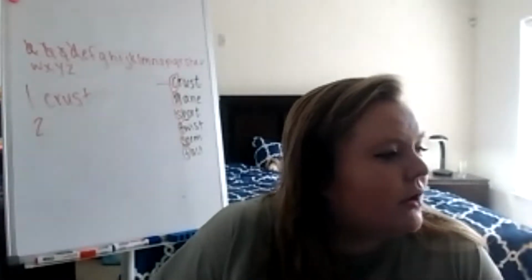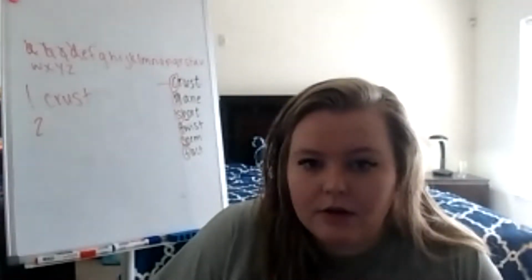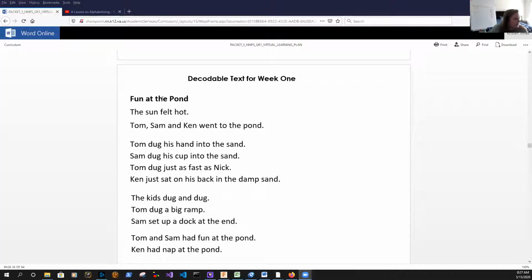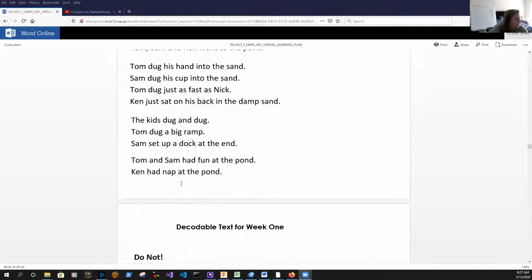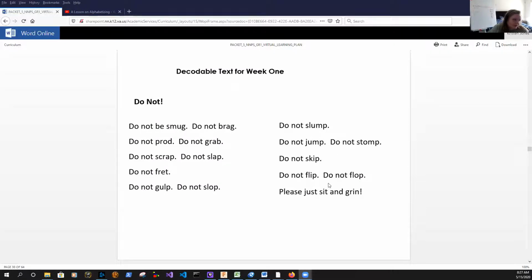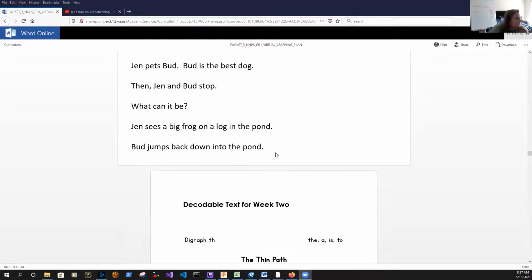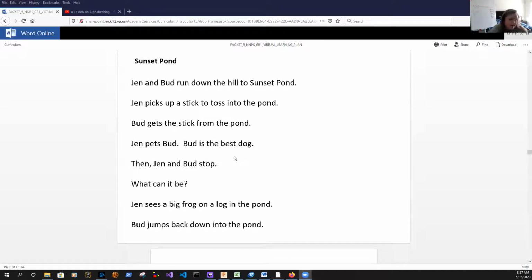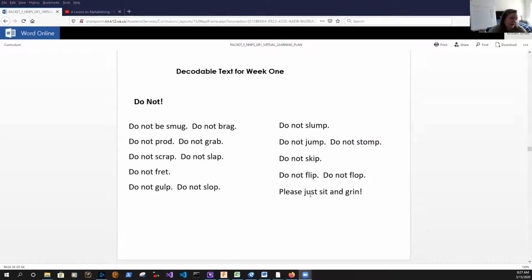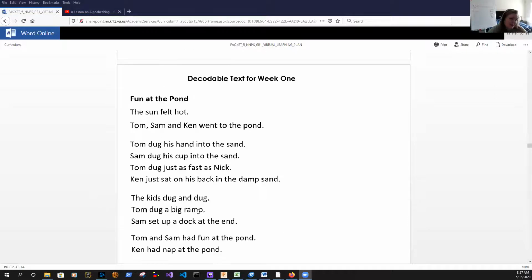So you can either read Fun at the Pond, which is right here. Do Not, which is right here. Or Sunset Pond, which is right here. So I'm not going to read it for you because you have to pick which one you want to read. So you're either picking to read Sunset Pond, Do Not, or Fun at the Pond.